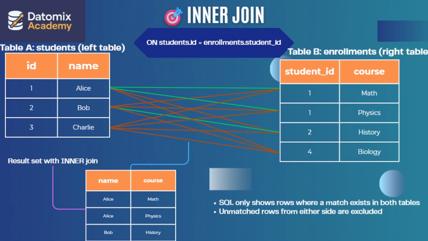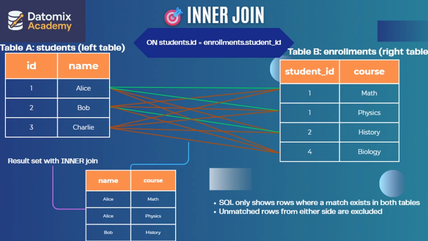Well, now let's try to understand what inner join does. Inner join means only keep rows where both tables have a match. If there is no match on either side, the row is excluded. Let's try to work with our dataset. Let's try to match row by row.